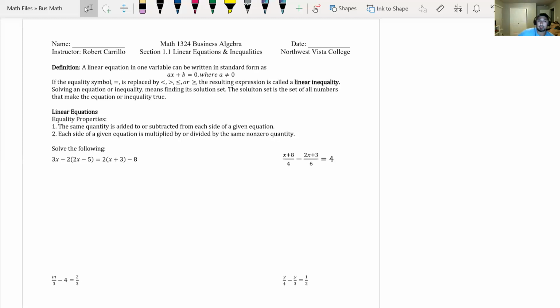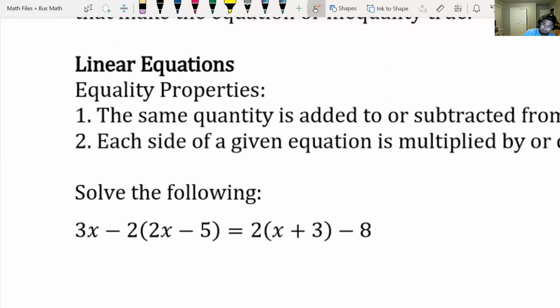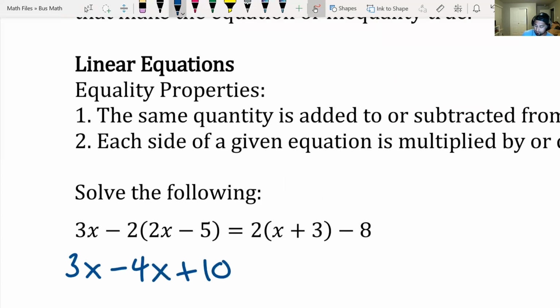Let's go ahead and clean up. First, we'll start with number 1. We will clean up the left side and right side. The first thing we want to do on this problem is distribute the -2 on the left side. So we'll have 3x minus 4x plus 10 equal to, now distribute the 2 on the right side, 2x plus 6 minus 8.